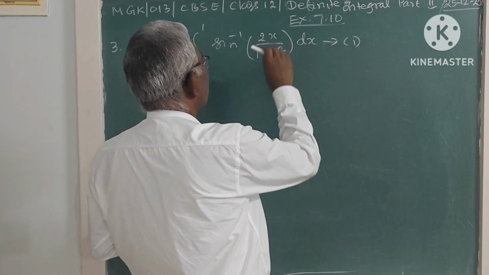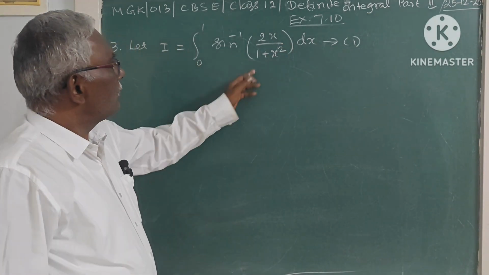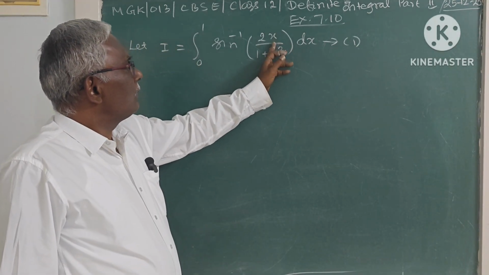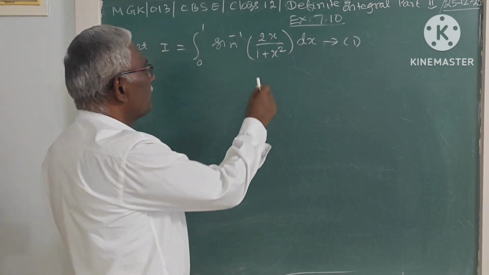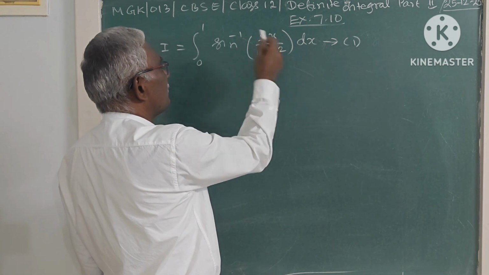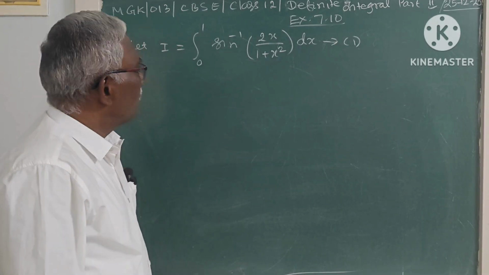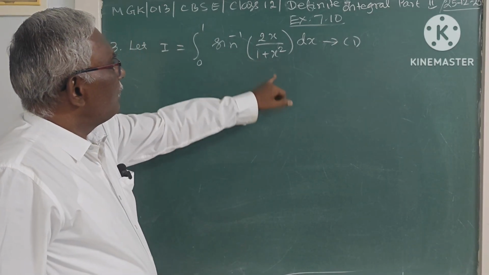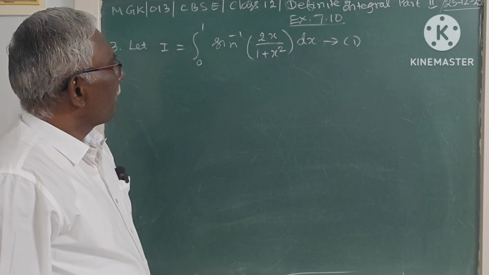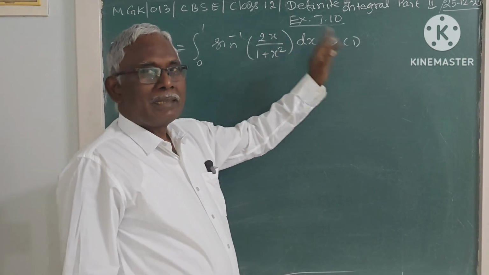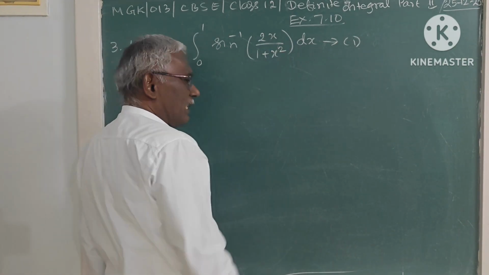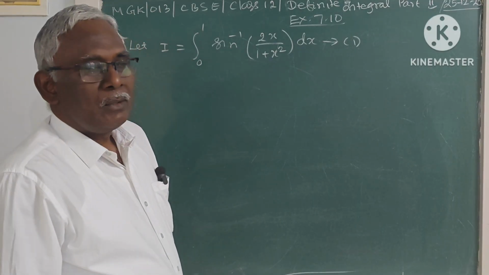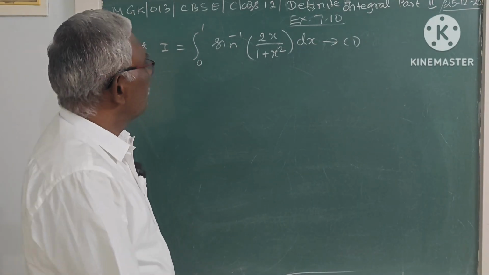So we have to see what value we have to substitute for x so that this gets simplified. That means we have to write this in terms of sine inverse of sine, like that it should come. Then what value can we substitute for x? You can put x is tan theta. 2 tan theta by 1 plus tan square theta is equal to sine 2 theta.